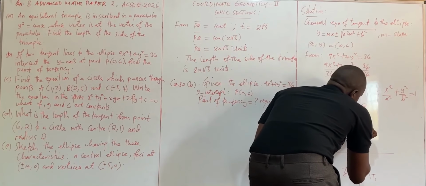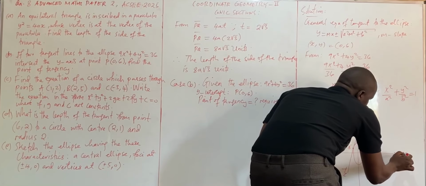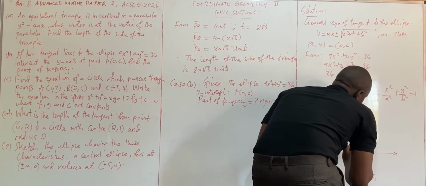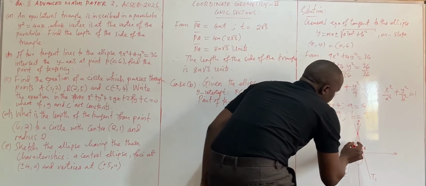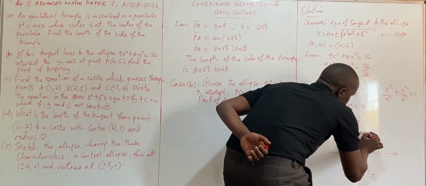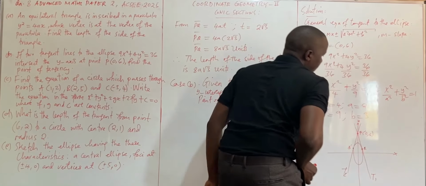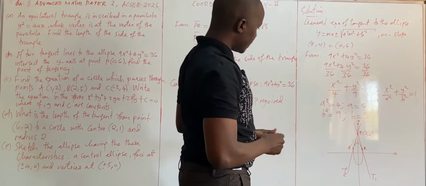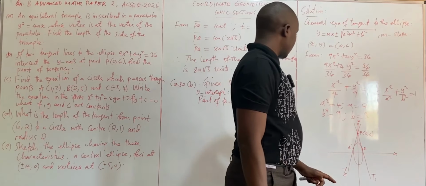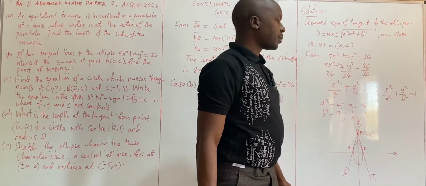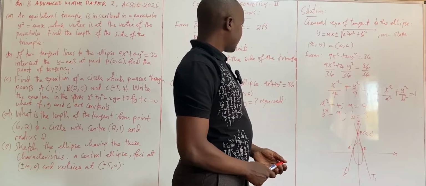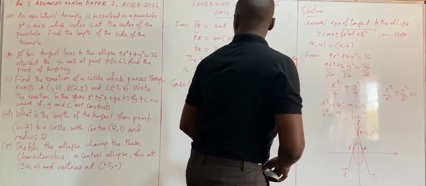Here, if this is the y-axis and here is the x-axis, this is the point of intersection of the two tangent lines on the y-axis, that is point P (0, 6), as we were given earlier. So what is needed is this Q and Q prime. Where are the tangent points? If that is the case, we proceed.